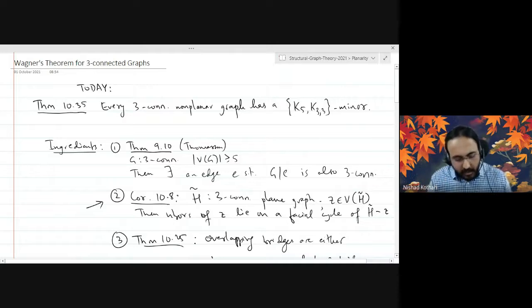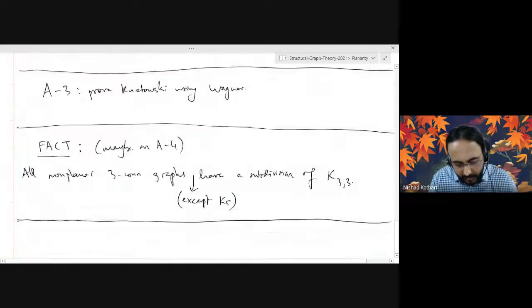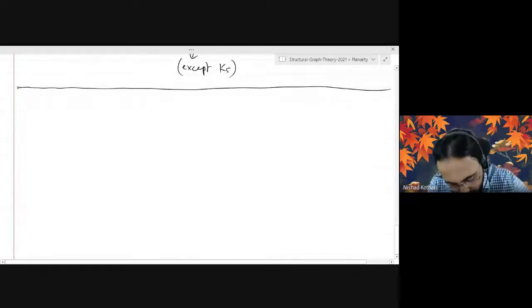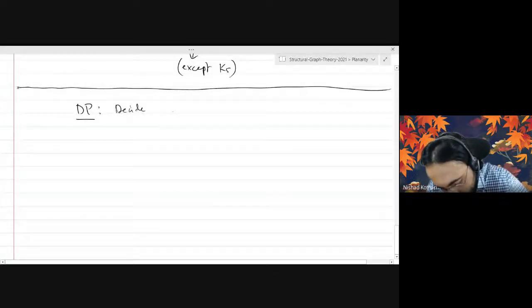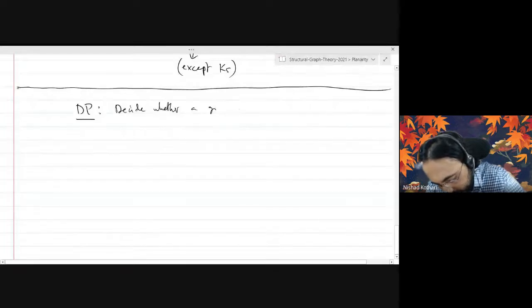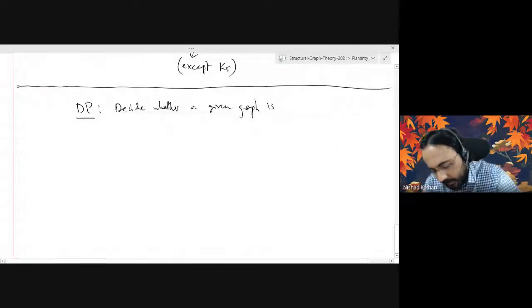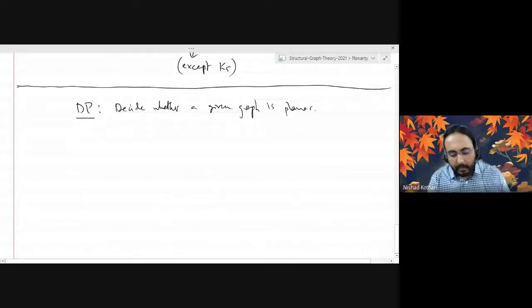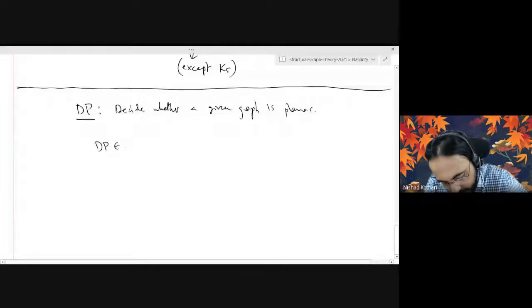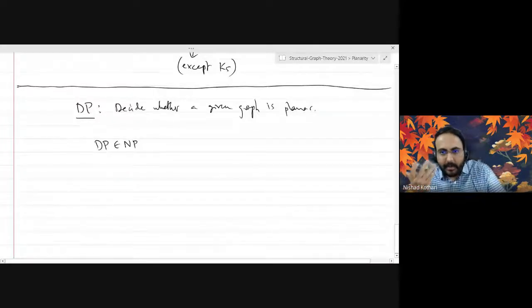So we started this module by talking about planarity, and soon after that we discussed the decision problem: decide whether a given graph is planar or not. We call that DP, decide whether a given graph is planar. And immediately we observed that this problem is in the class NP, because to convince someone that a graph is planar, you just show them a planar embedding of the graph. Intuitively it is clear that this can be verified in polynomial time.